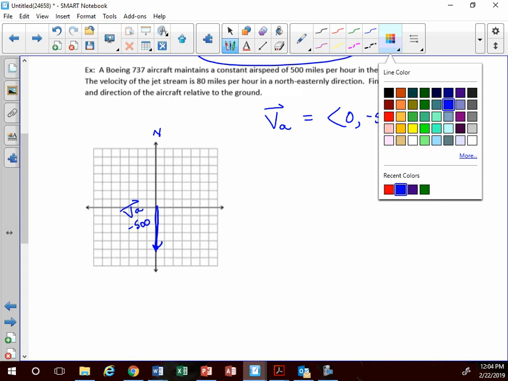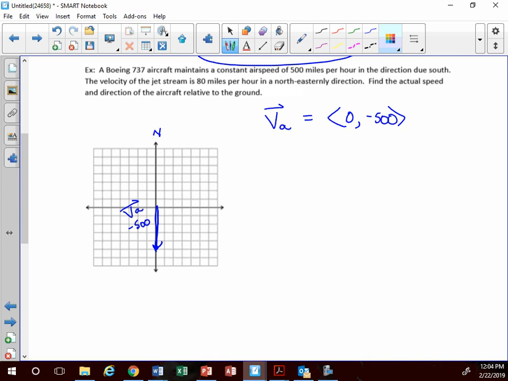All right. I'm going to switch colors for our wind. Then we find out we have some wind. The jet stream is 80 miles an hour in a northeasterly direction. What does northeasterly mean? Like what sort of angle? If it's perfectly diagonal. Okay, good. It's going to be shorter than the first vector, right? Because it's only 80 miles an hour. I'm going to call this vector wind. And I know that it's 45 degrees, perfectly diagonal.